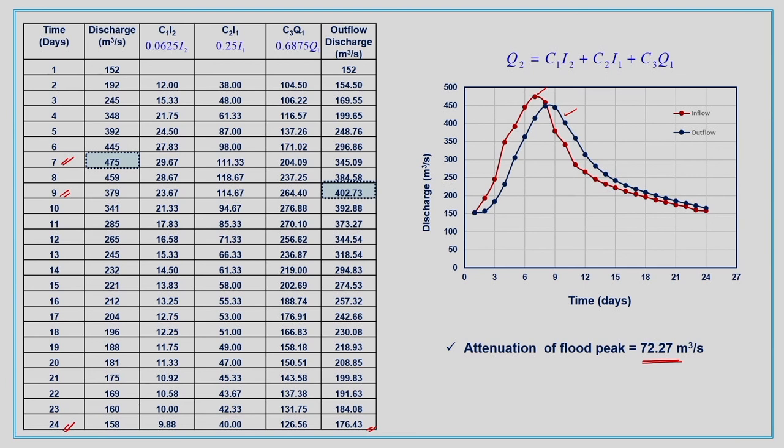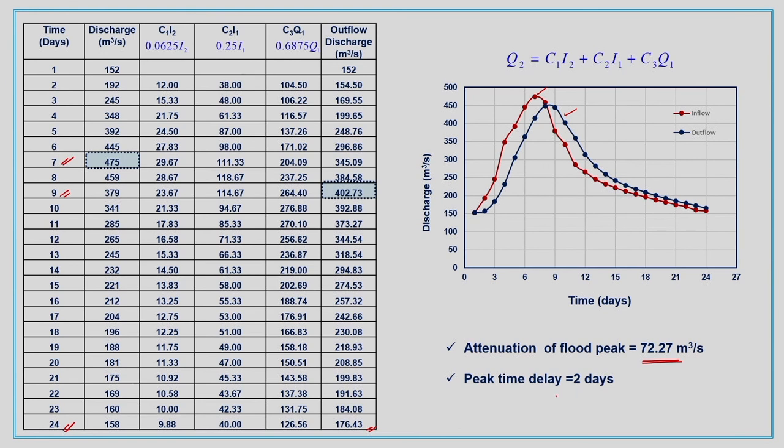Since the time interval given for inflow hydrograph is on daily basis, we will be getting the lag also in terms of daily basis. This many days and this many hours, that computation is difficult because we don't have the intermediate values. If hourly data is given to us, we can accurately tell that within this many days and this many hours, the lag has occurred or the outflow peak has occurred. So, here the peak time delay is coming out to be 2 days. So, that much about the hydrograph computation by making use of Muskingum method of routing.